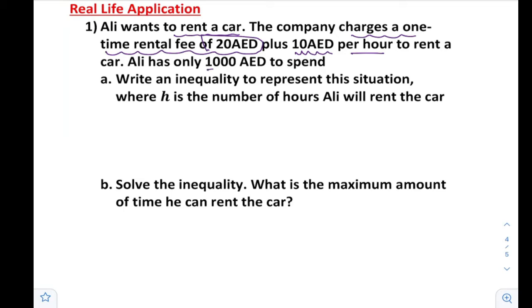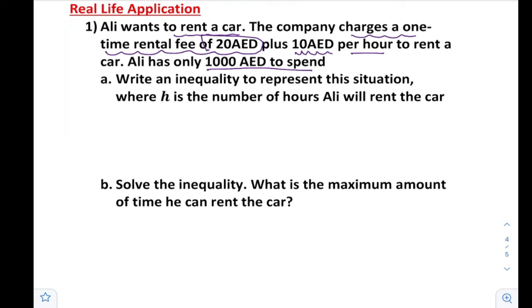Ali has only 1000 dirhams to spend. So the maximum amount that Ali can spend is 1000. All the money he spends must be less than or equal to 1000 dirhams. He cannot exceed this amount. Let's write the inequality based on that.